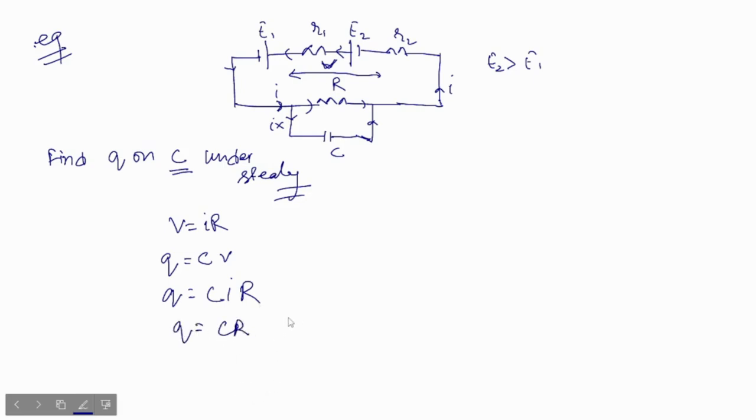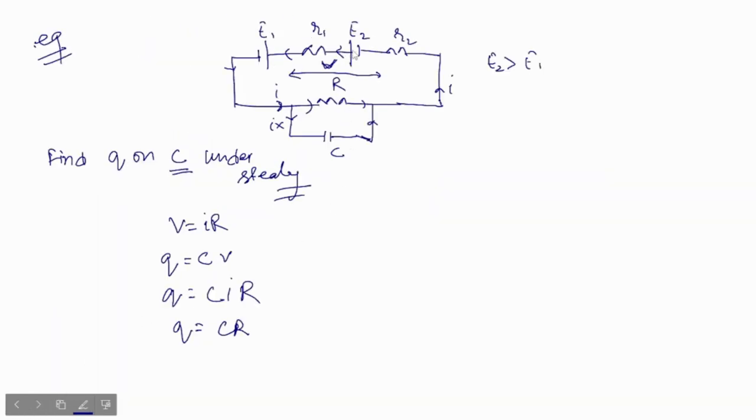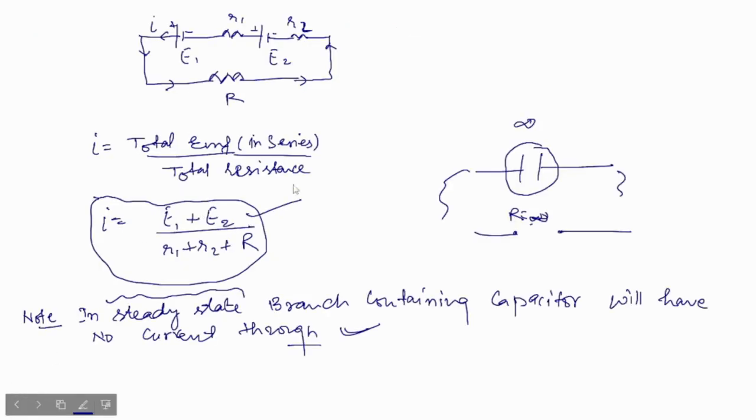Now what will be the value of I? In the previous slide I told you how to calculate I. These two batteries are in opposite polarity. This is positive, this is positive, this is negative, this is negative. I have told you that when they are in the same polarity, in the same direction, negative to positive, then the resistance gets added up.